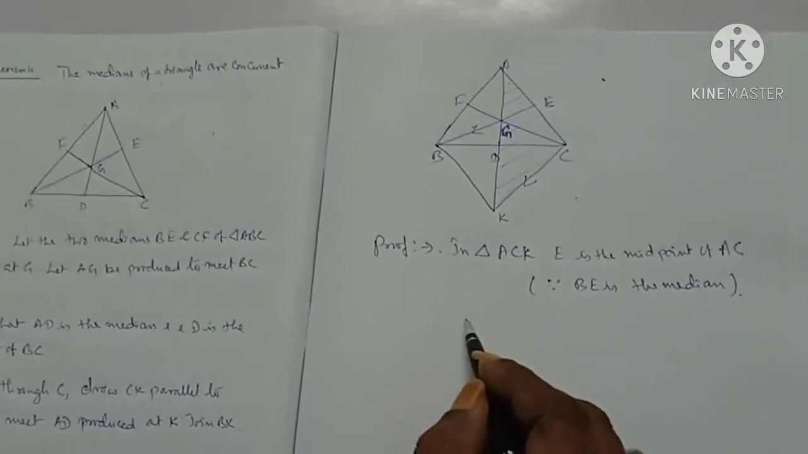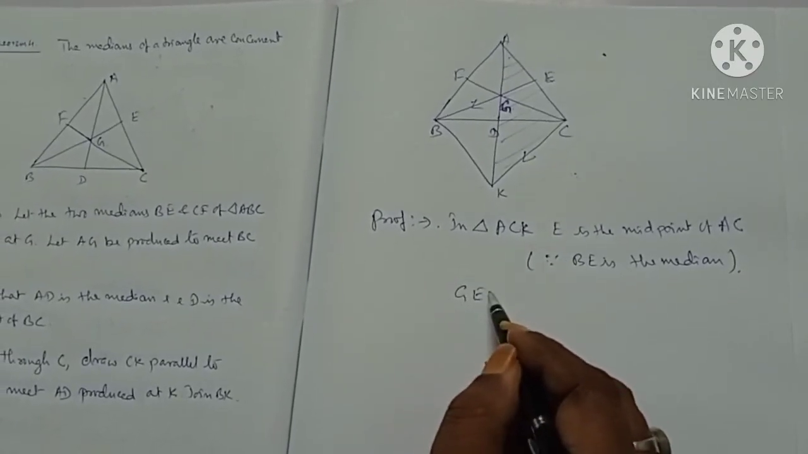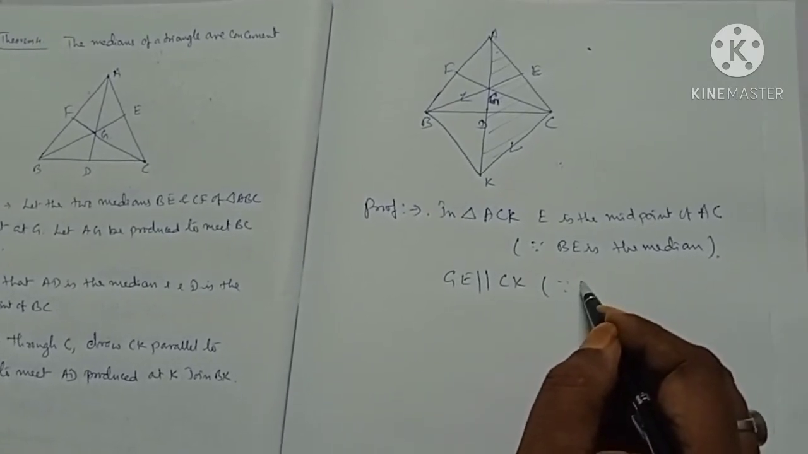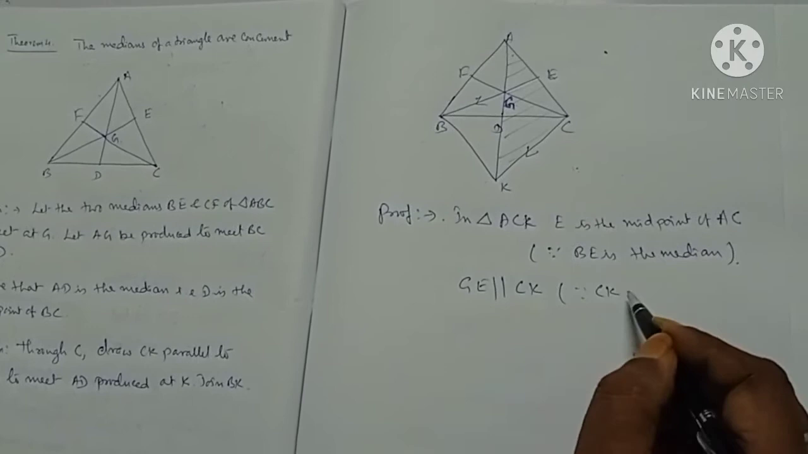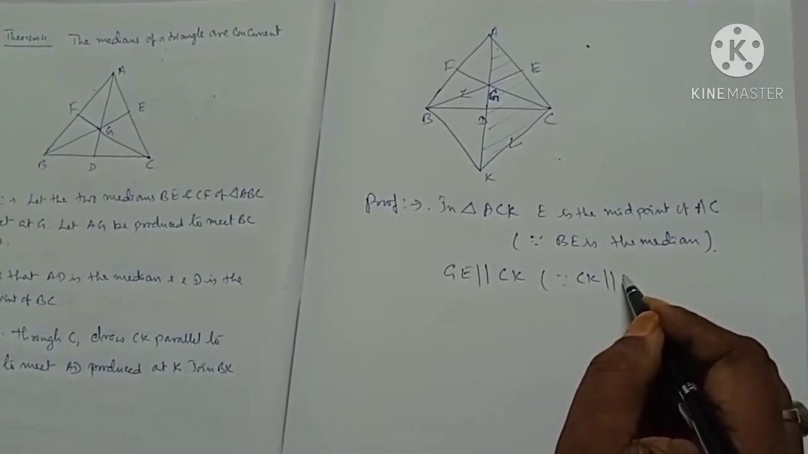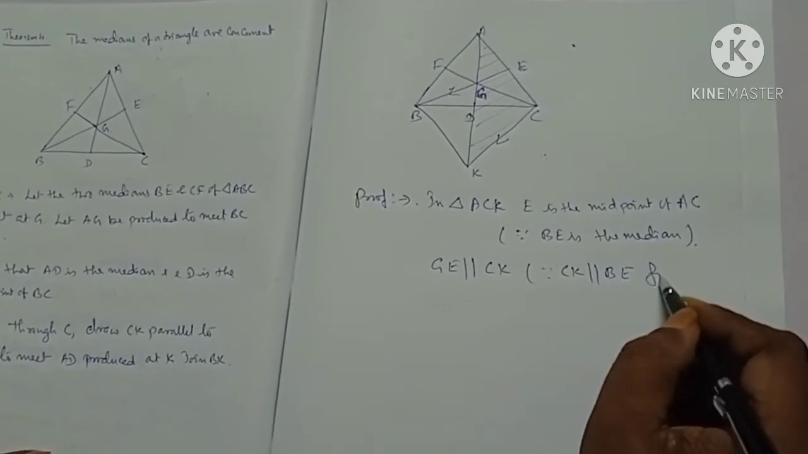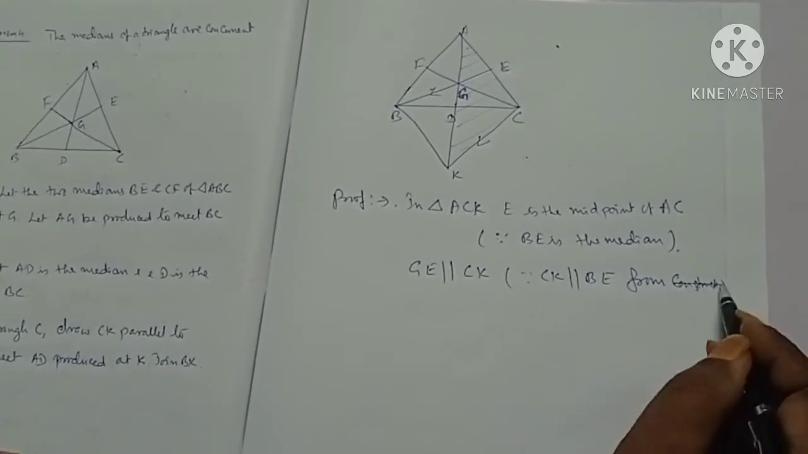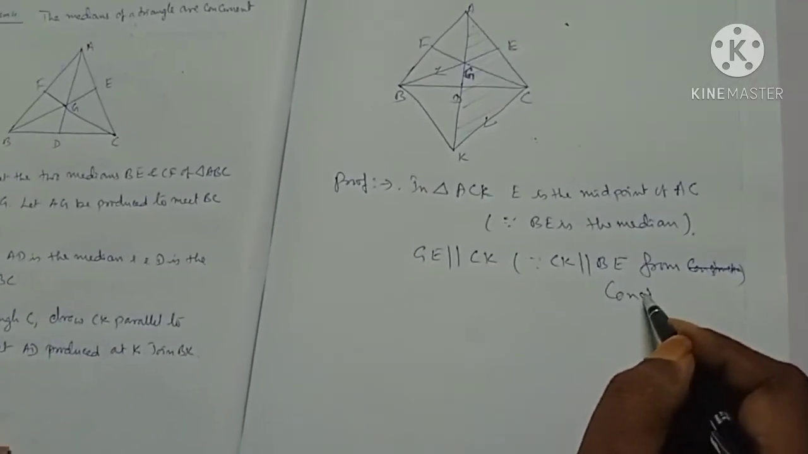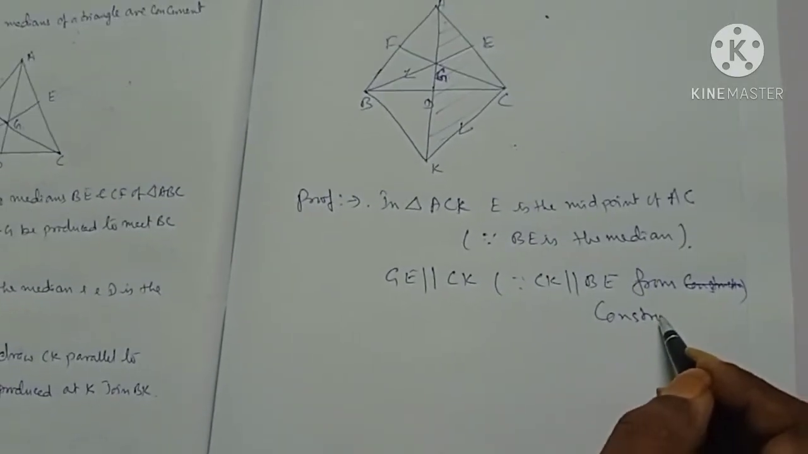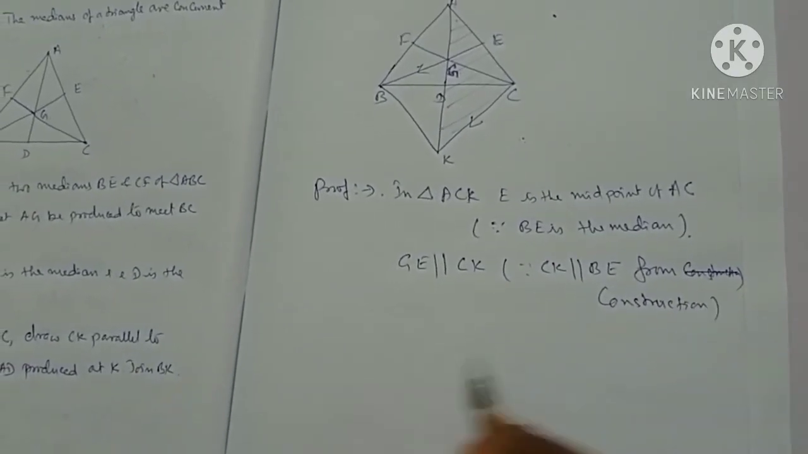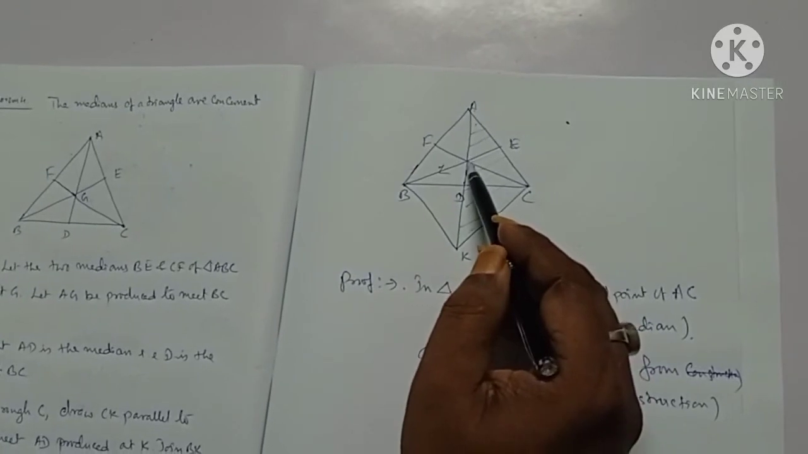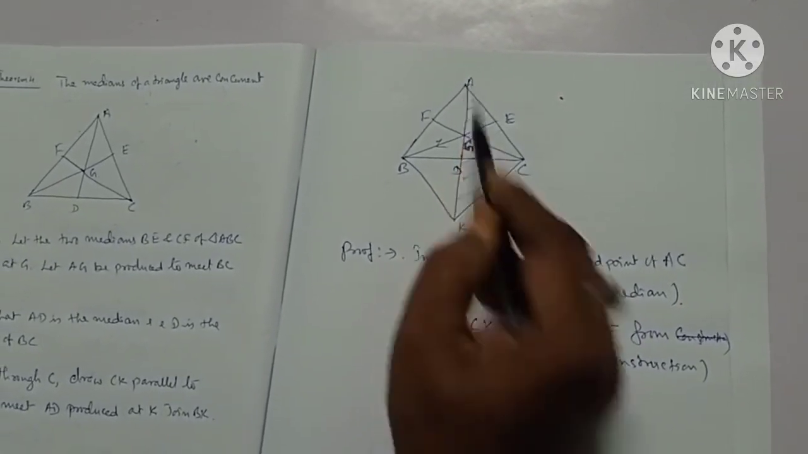Now again, GE is parallel to CK. Why? Since CK is parallel to BE from construction. So G is the midpoint of AK.